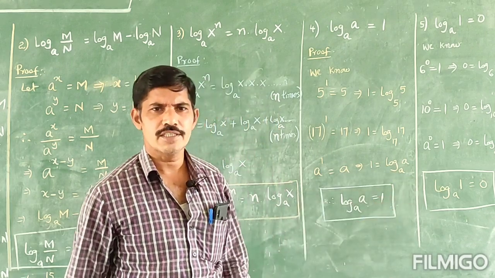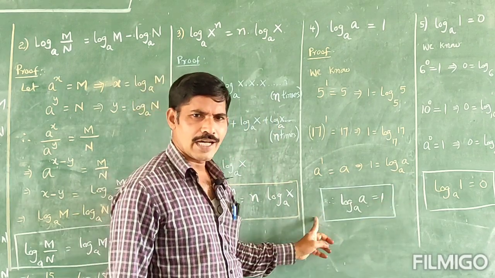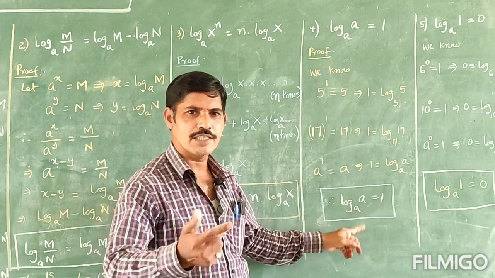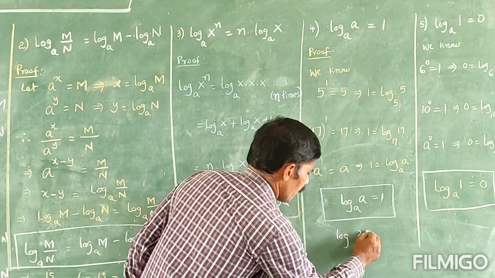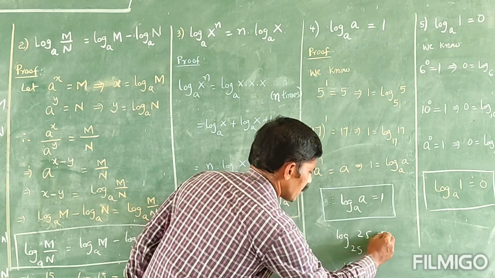This is the fourth law. The fourth law is nothing but: logarithm of a number to the same base is equal to 1. You can write it, suppose logarithm of 25 to the base 25 is given. Its answer is 1.